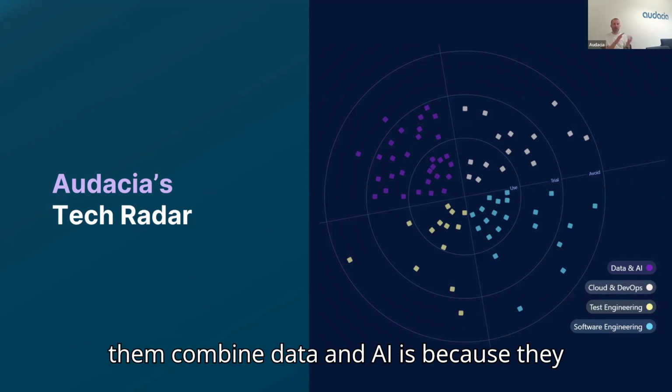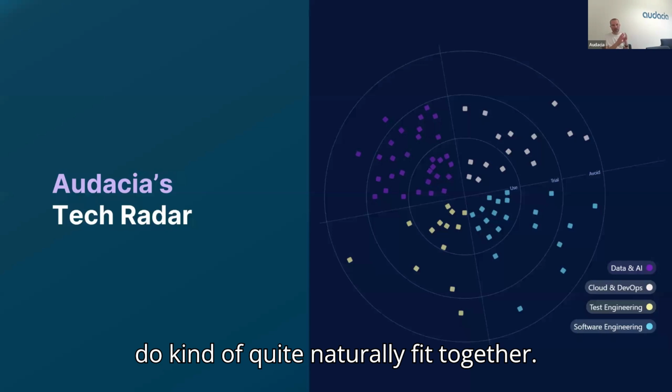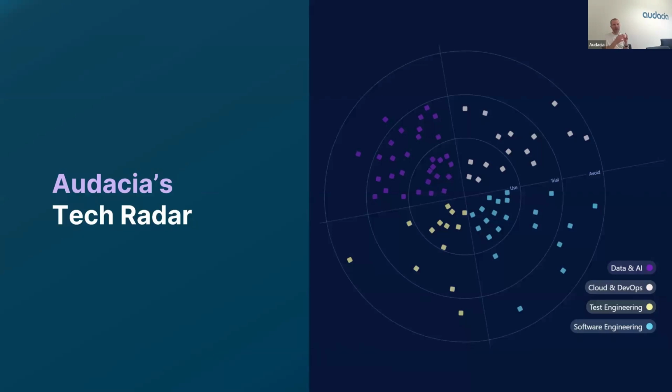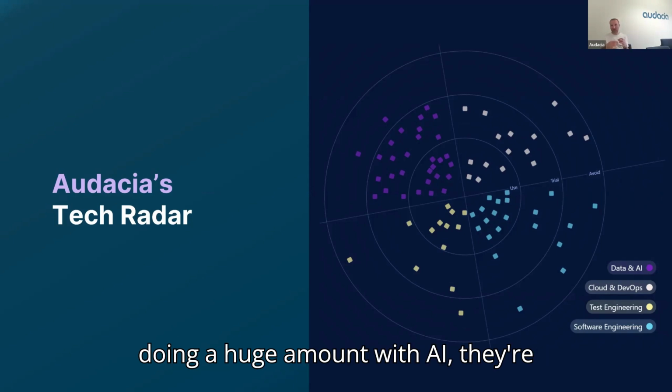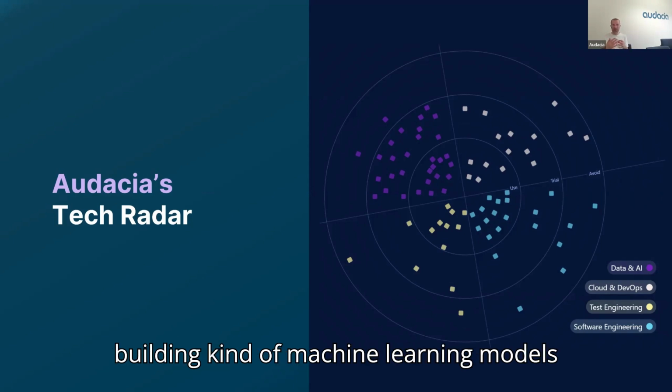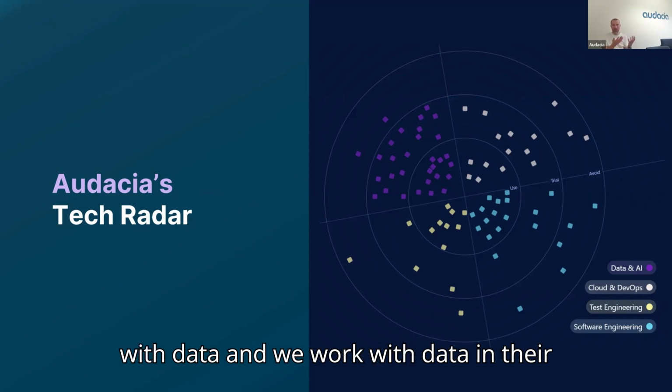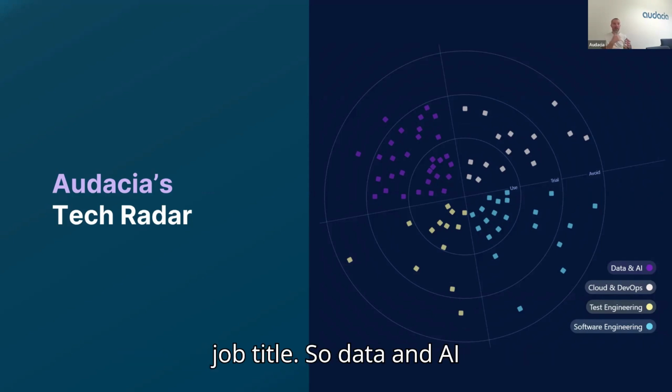And then the reason to combine data and AI is because they do quite naturally fit together. Most of the people we employ in that area are data scientists. So they're doing a huge amount with AI, they're building machine learning models and so on, but they're also doing a lot with data, and they've got the word data in their job title.